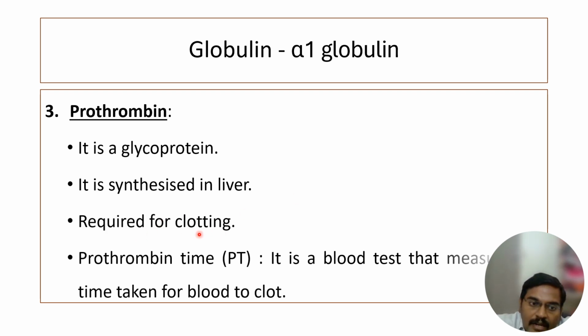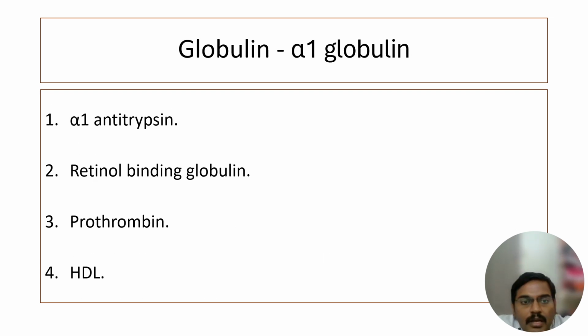There is something called prothrombin time. It is the time which is required for clot formation. So that's all about alpha 1 globulin. We have seen alpha 1 antitrypsin, which gives lung protection, retinal binding protein, which is involved in transport of vitamin A, and prothrombin, which is involved in clot formation.